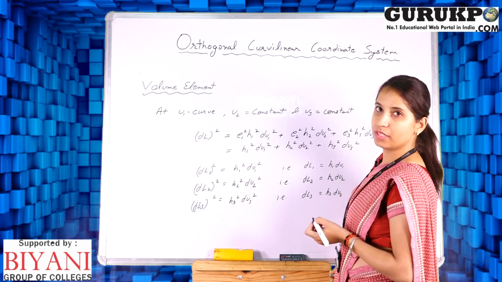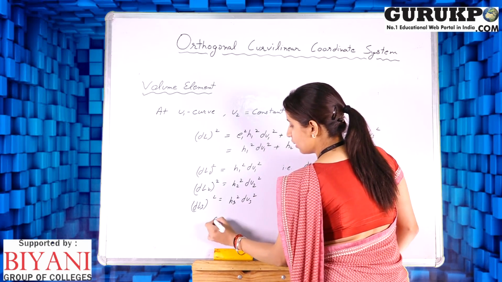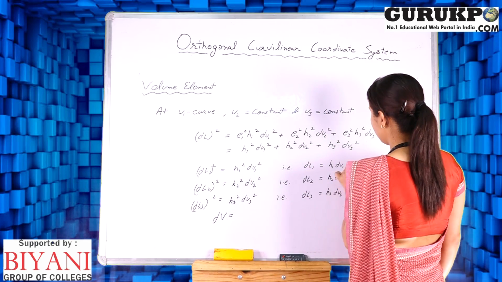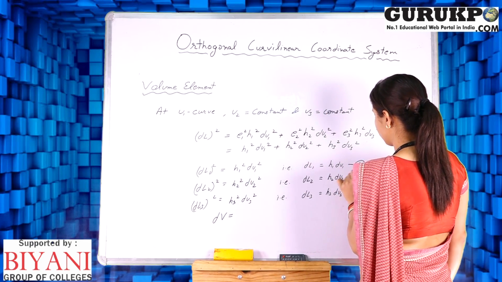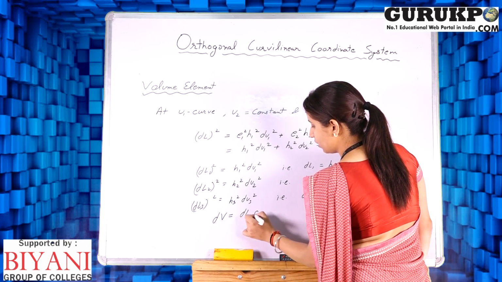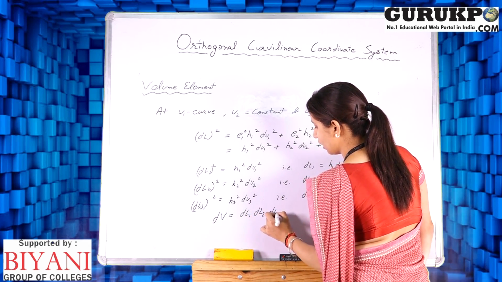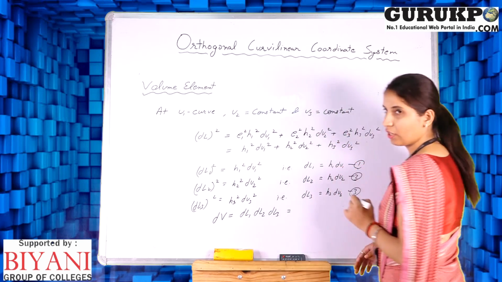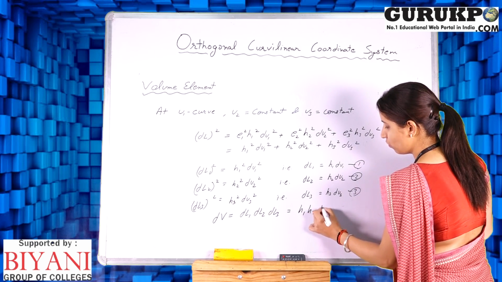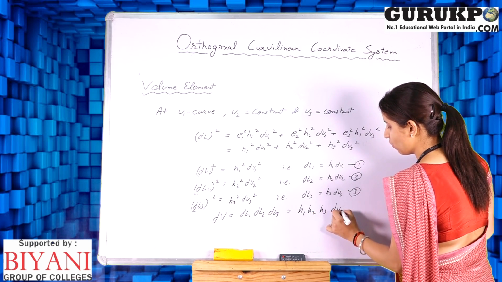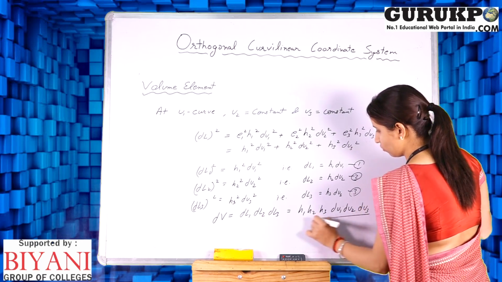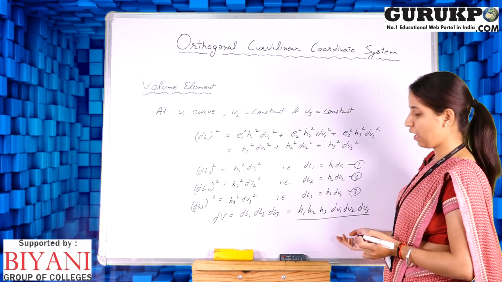The volume element can be written as dV, and it is the product of all three line elements, dl1, dl2, dl3. So from this we get h1 h2 h3 du1 du2 du3. So this is your volume element.